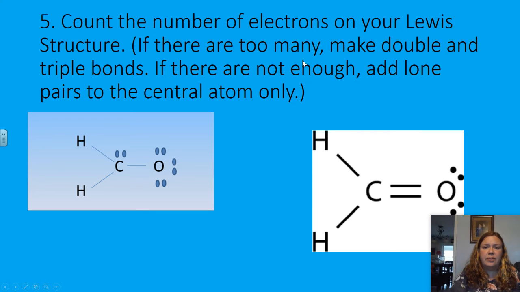So what we do is, if there's too many electrons, like we have in this case, we make double and triple bonds. However, if there are not enough, which is not this case, we can add lone pairs to the central atom only. You can't just randomly add lone pairs to other things. So what we have here is we're going to make a double bond between carbon and oxygen. Because we're making that double bond, you're going to see that this oxygen now has only 2 pairs of electrons because we have 2, 4, 6, and 8. And then carbon now has 2, 4, 6, and 8.